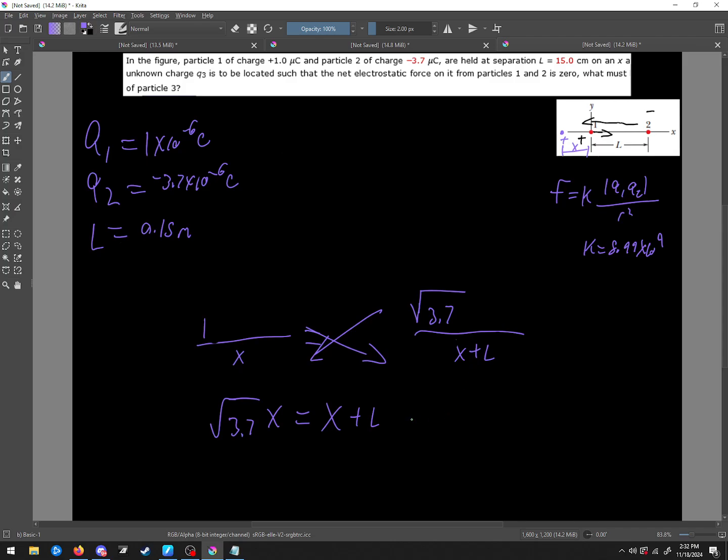Well, we can plug in L. This is going to be 0.15. And then we can move it over here, but then we divide x by x, which I don't want to do. So we have x on both sides.